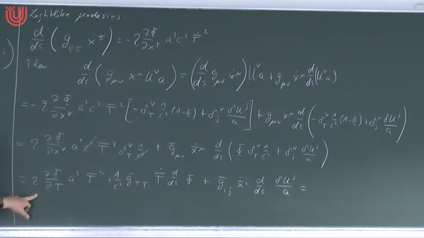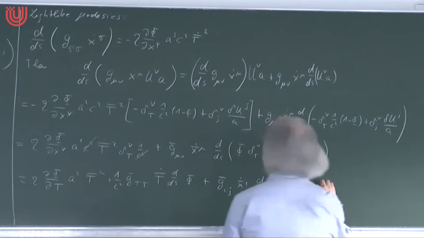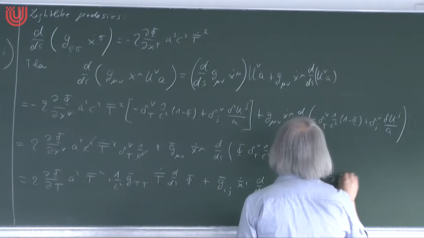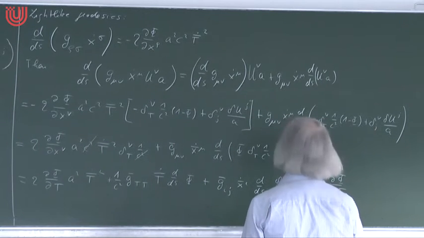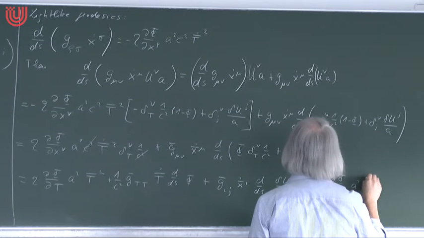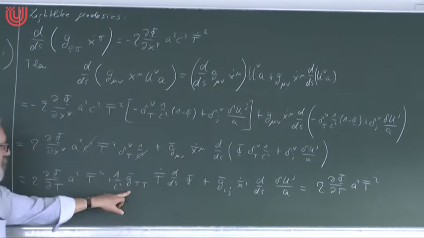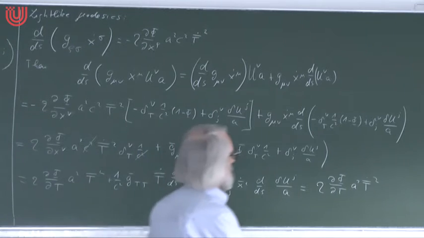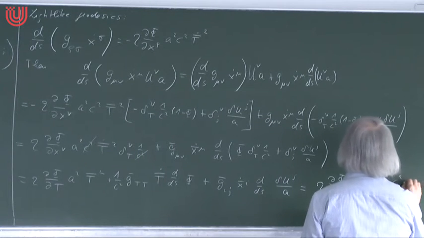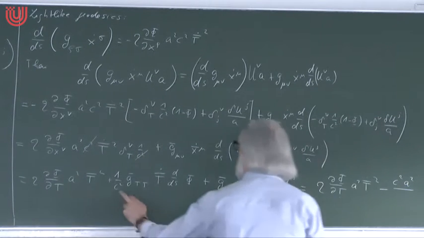Okay, so I'm almost done. So I write this as 2 phi by dt. So you can't do anything with the first term. So what is g bar tt? That is minus c squared a squared, right? That is minus c squared a squared over c squared.